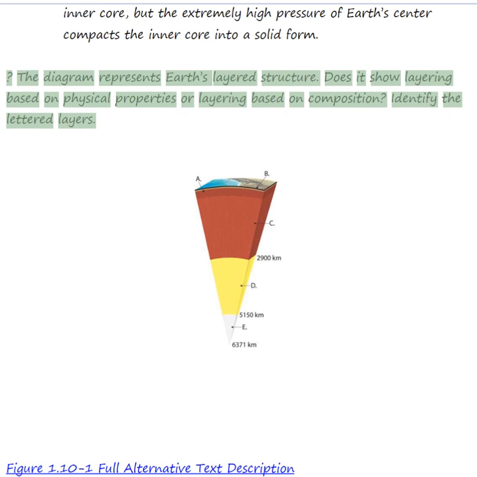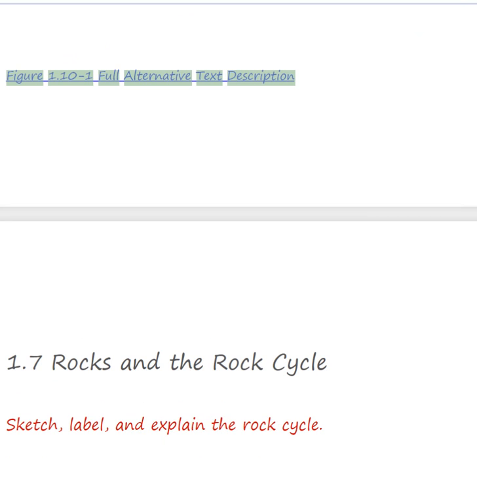The diagram represents Earth's layered structure. Does it show layering based on physical properties or layering based on composition? Identify the lettered layers. Figure 1.10 to 1 full alternative text description.